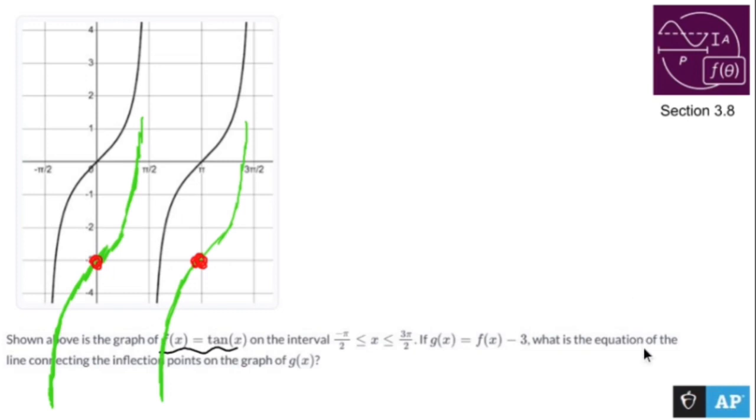They want the equation of the line connecting the inflection points. All right, well, here's a line connecting the inflection points. This is a horizontal line that goes through negative 3. And the equation of a line that's horizontal and goes through negative 3 looks just like that.